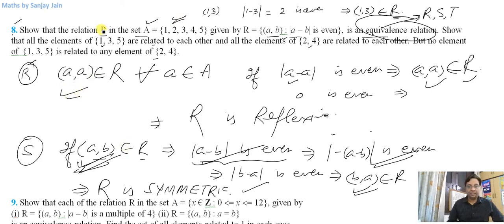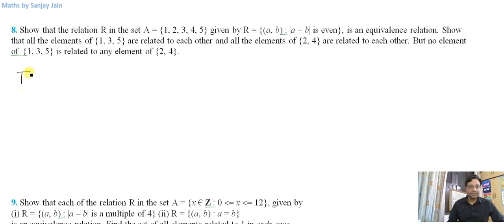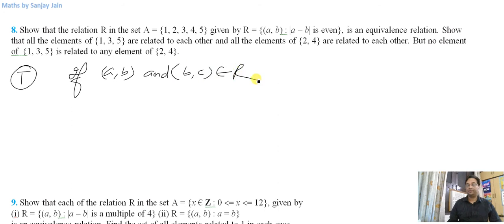Now we will need to check for its transitivity. I am checking for transitivity now. For it being transitive, I'll assume two things: if (a, b) and (b, c) belong to R, and if this implies that (a, c) belongs to R, then I'll be able to say that it is transitive. Now this is my target, that I need to show that (a, c) belongs to R. So presence of these should imply the presence of (a, c).